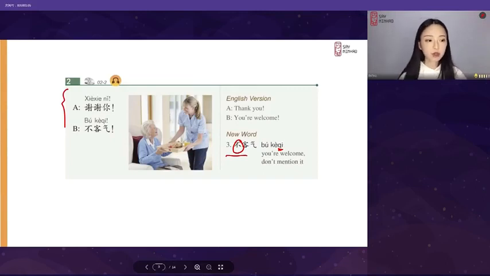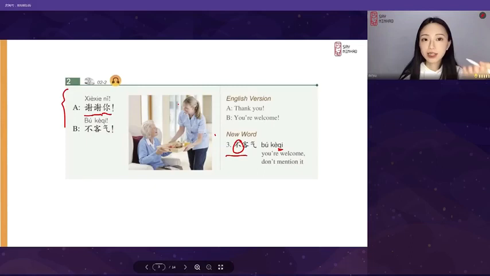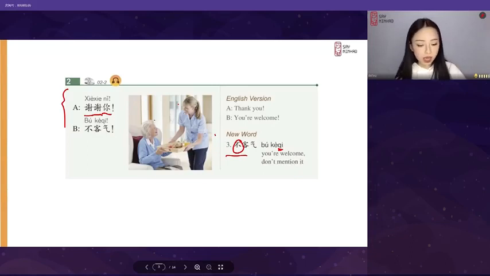Here is the text. I'm going to read it for you. 谢谢你,不客气. So this one, 谢谢, we've learned it is thank, to thank. And if I put a 你, 你 means you, right? You, the singular you. 谢谢你 means thank you. And B said, 不客气, you are welcome. Now let's try to read with me, okay, read the text.